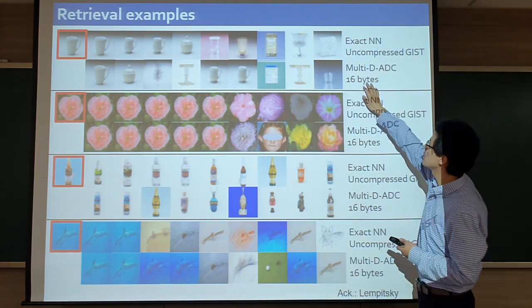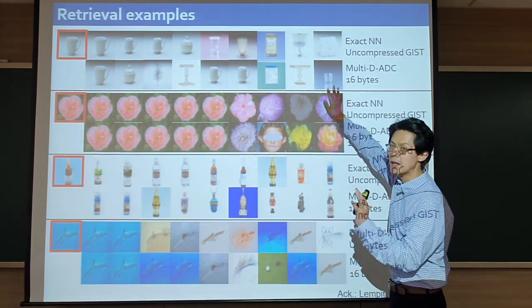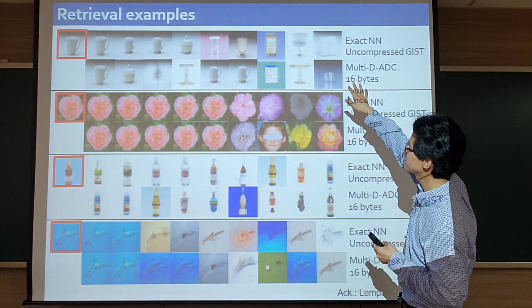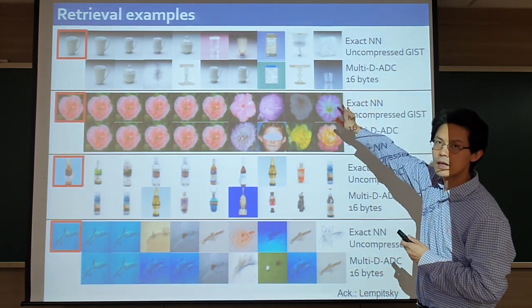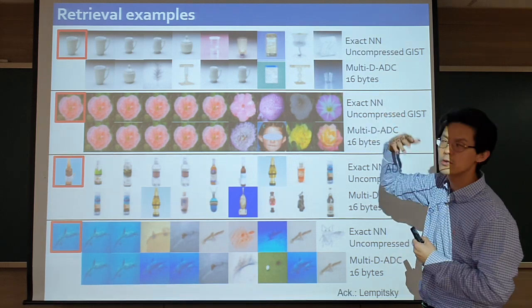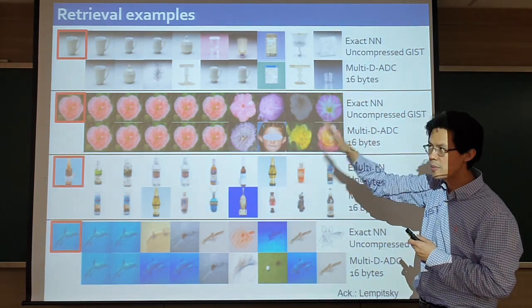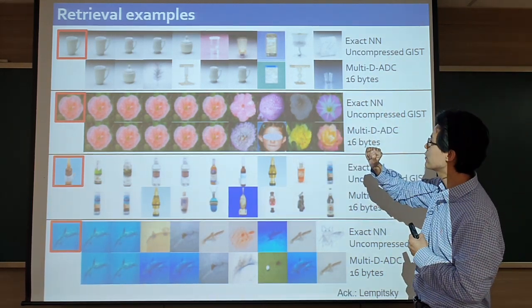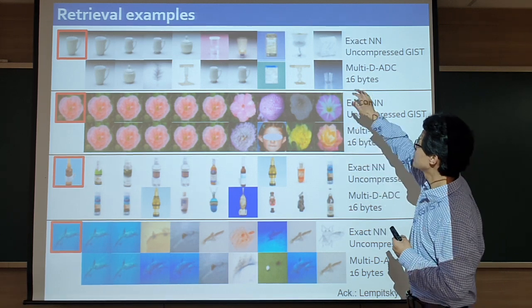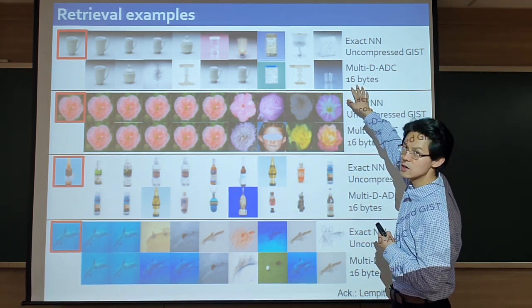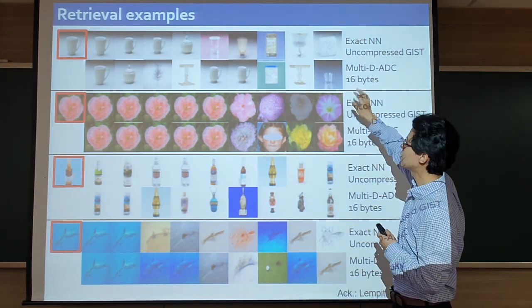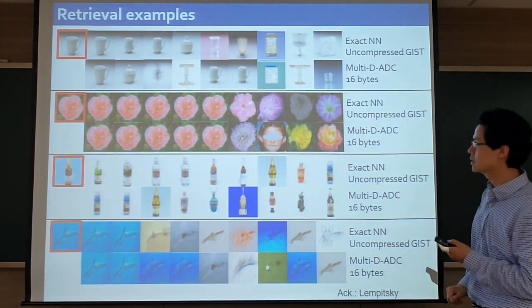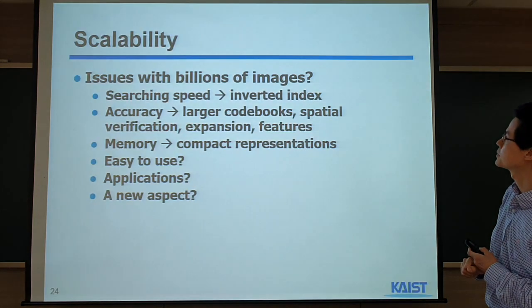In this multi-index example, I didn't really talk about how we can compress the descriptor, but I will talk about that approach later on. We can also use product quantization to compress down the descriptor. By using that kind of approach, we can do the searching very fast with a much lower memory requirement. That's the main message here.